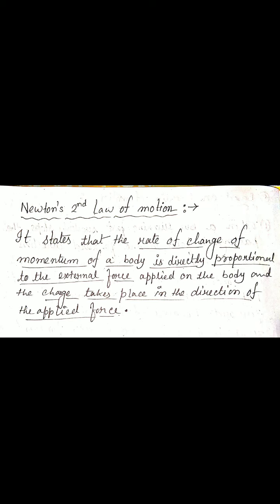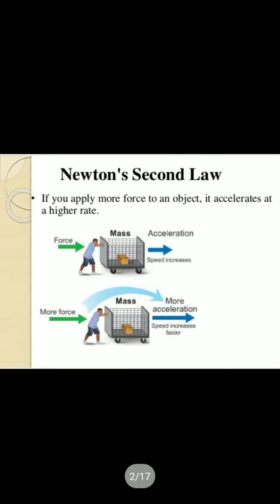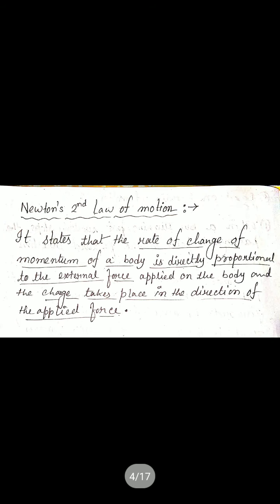Okay, and the change takes place in the direction of the applied force. In whichever direction you apply the external force, in that direction the object will be displaced, or it will accelerate in that direction. If you take the example here, you apply the force from left to right, so the basket also moves or accelerates left to right, towards the applied force direction. So this is the statement of the second law of motion. The rate of change of momentum of a body is directly proportional to the external force applied on the body, and the change takes place in the direction of the applied force.